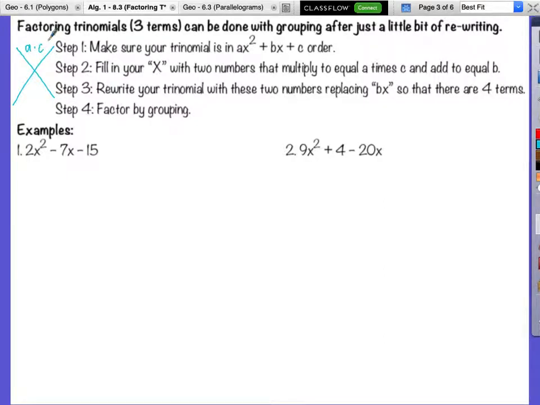And in the bottom, I just want you to write B. So the top's A times C, and in the bottom there is B. And you have to put them in those spots. We'll put them in those spots every single time.